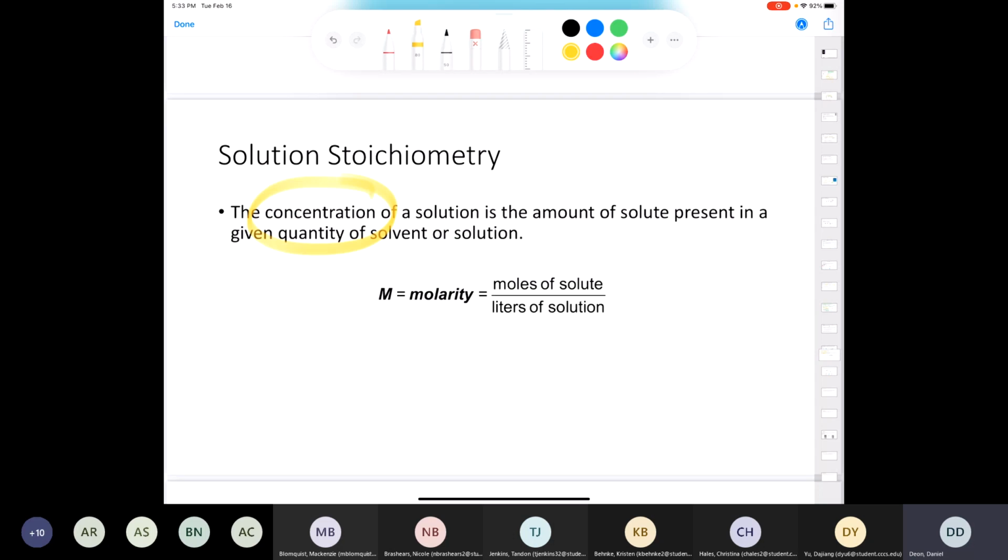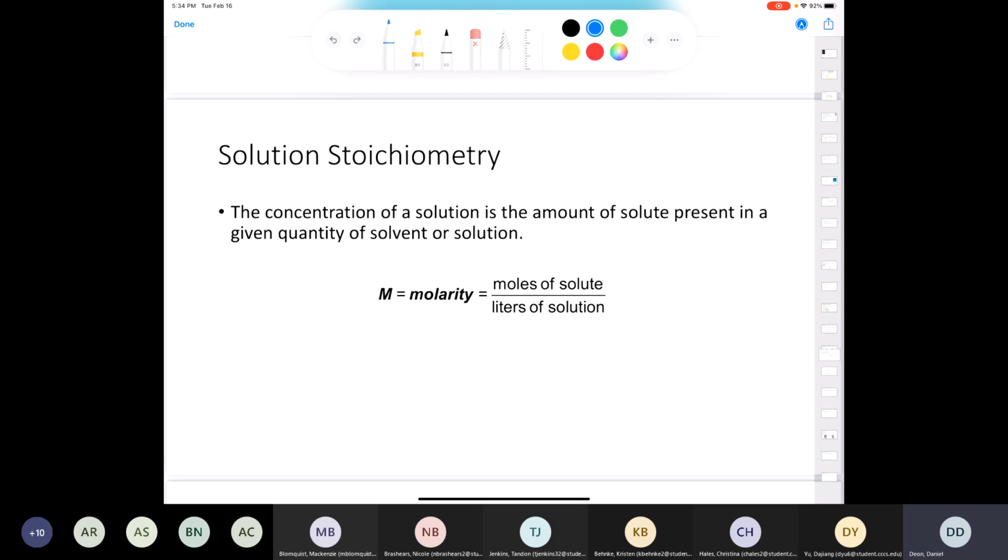But the same definition holds true, right? It's the amount of Kool-Aid, the amount of coffee, dissolved in the amount of water. Now, again, we're talking about aqueous solutions here. So our solvent in this chapter is almost all the time going to be water. And what's our solute? That's going to be some kind of compound that we're dissolving, whether it's a covalent compound or an ionic compound.